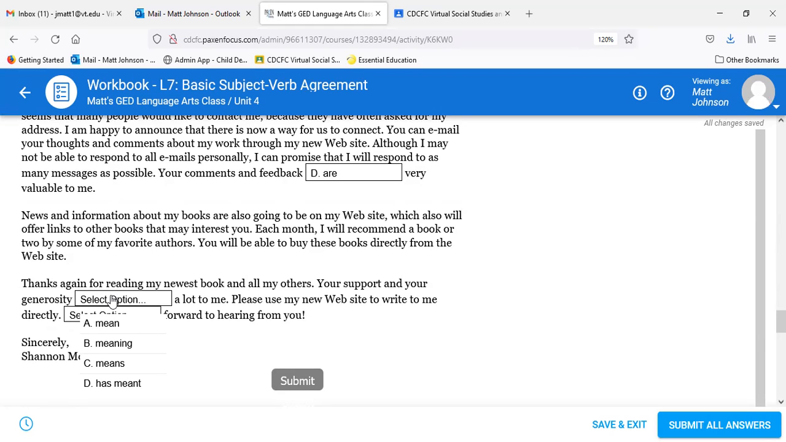A, mean a lot. A, yes, so mean. Your support and your generosity, right? Blank again with a plural subject. So we have the plural version of mean, which is mean, a lot to me.